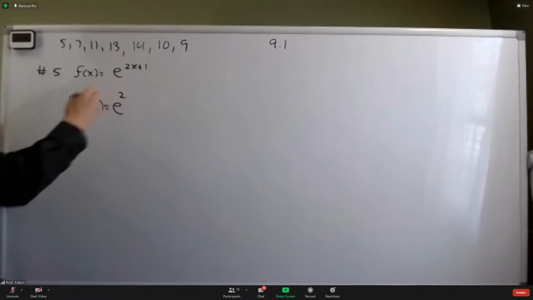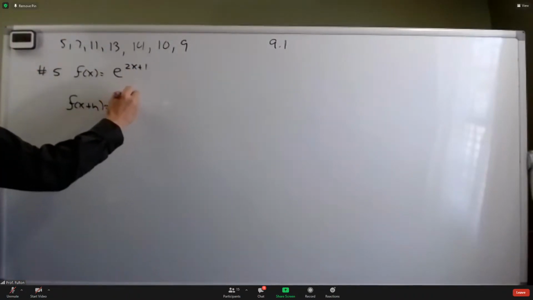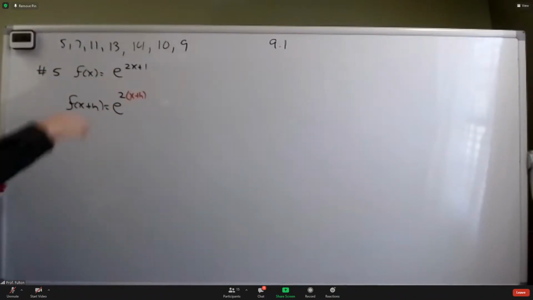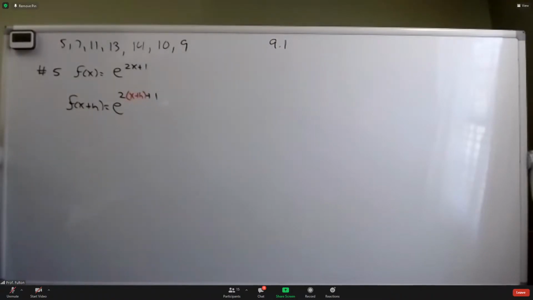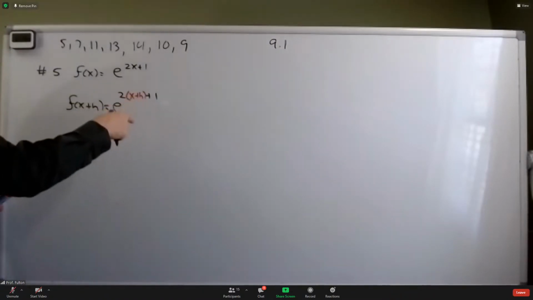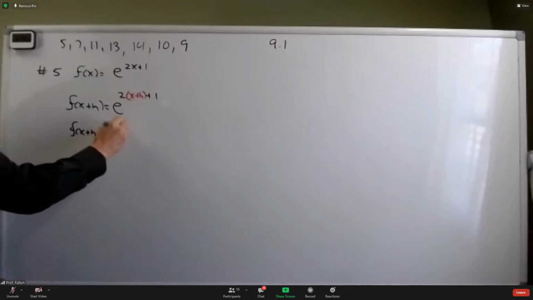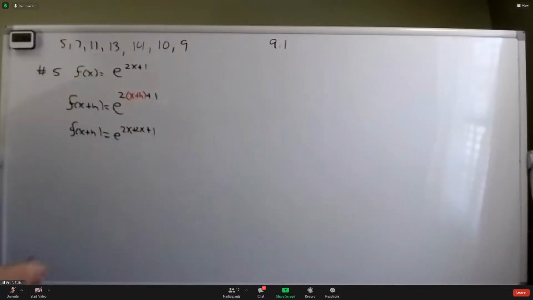So e to the 2, and for x, I'm replacing that with x plus h. I don't do the plus h separately. I do the plus h right here. And that's all it is. You could actually multiply it out if you wanted to, or leave it that way. F of x plus h is e to the 2x plus 2h plus 1, or leaving it like that.